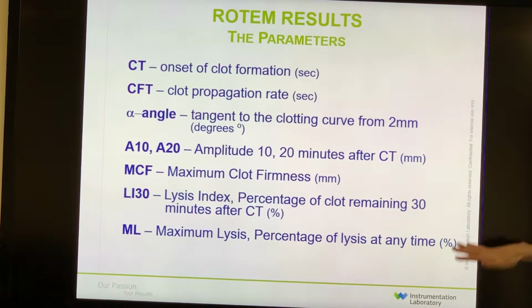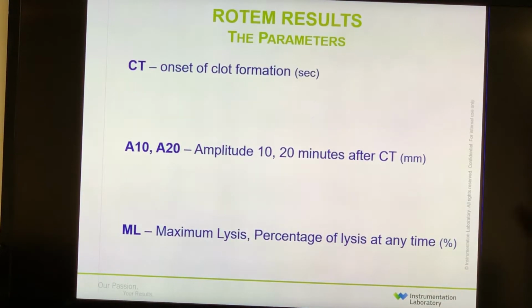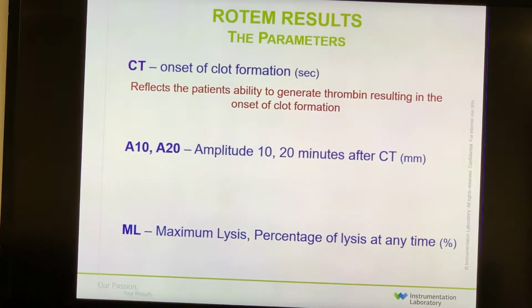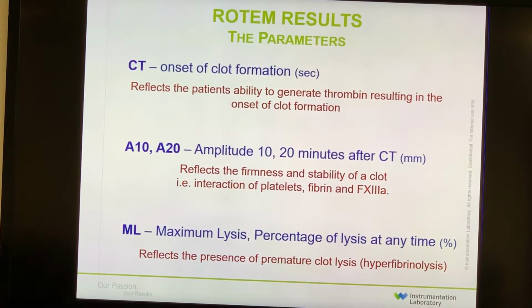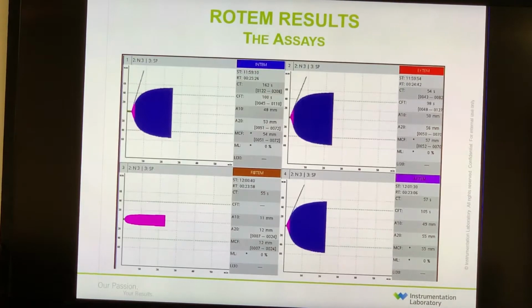So this is essentially all the parameters, but when it comes to basics of interpretation, you're really focusing on your clot time. So is there something blocking that generation of thrombin in the intrinsic or extrinsic pathway? Your A10, or maximum clot firmness: how strong is that clot? Do we need fibrin? Do we need platelets? And then your ML: how stable is that clot? Is there hyperfibrinolysis, and would they benefit from a TXA or an amyloid?